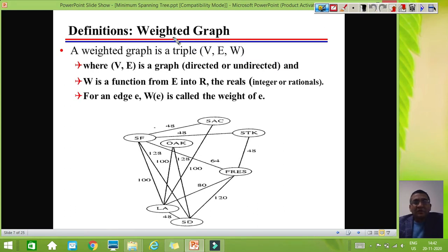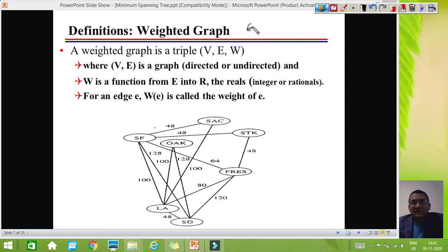Then we have something called a weighted graph. So far we have seen that a graph is defined as a set of vertices and edges, but now in the weighted graph we have added one more component to it, that is W, and W is a weight assigned to any edge. So let us read. W is a function from E into R. So W is basically a function that assigns every edge a real value. That means this weight can be any real value. So when you use this function and you pass this edge, it will return you a real value.